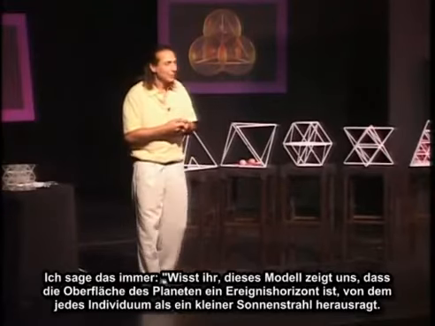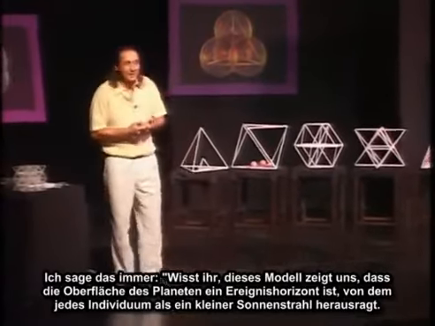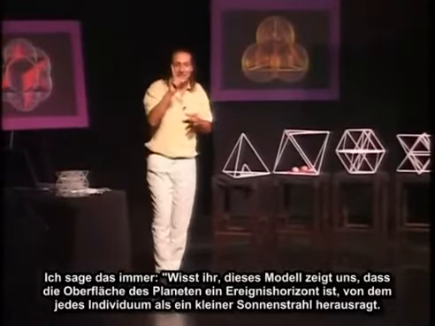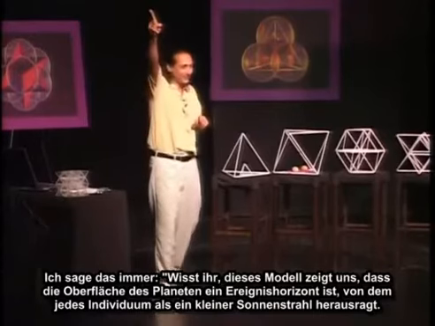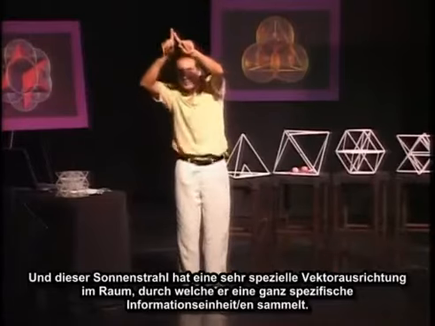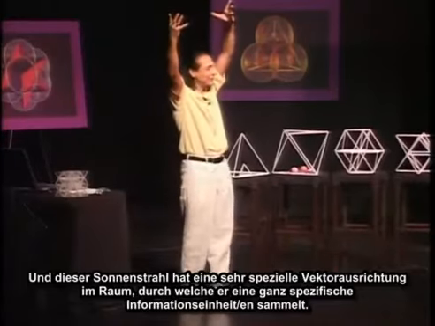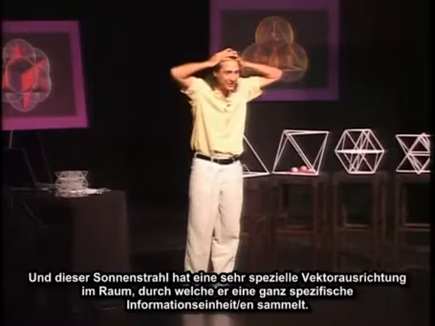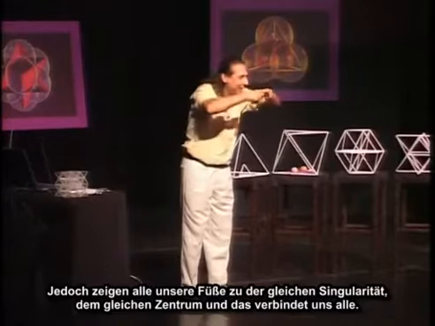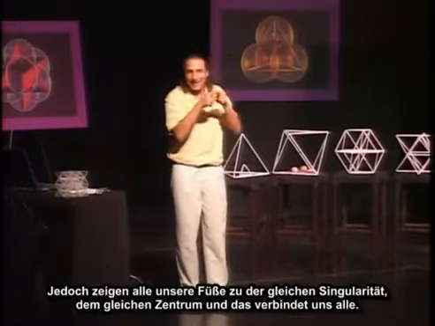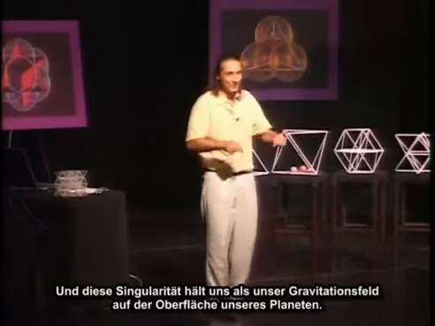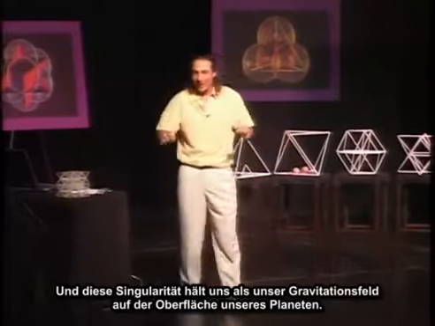I always say this, this model tells us really that the surface of a planet is like an event horizon from which each individual is a little sun ray, right? And that sun ray has a very specific vector direction in space in which it gathers a very specific set of information. However, all of our feet are pointing to the same singularity, to the same center, and connecting us all. And that singularity holds us on the surface of this planet as our gravitational field.